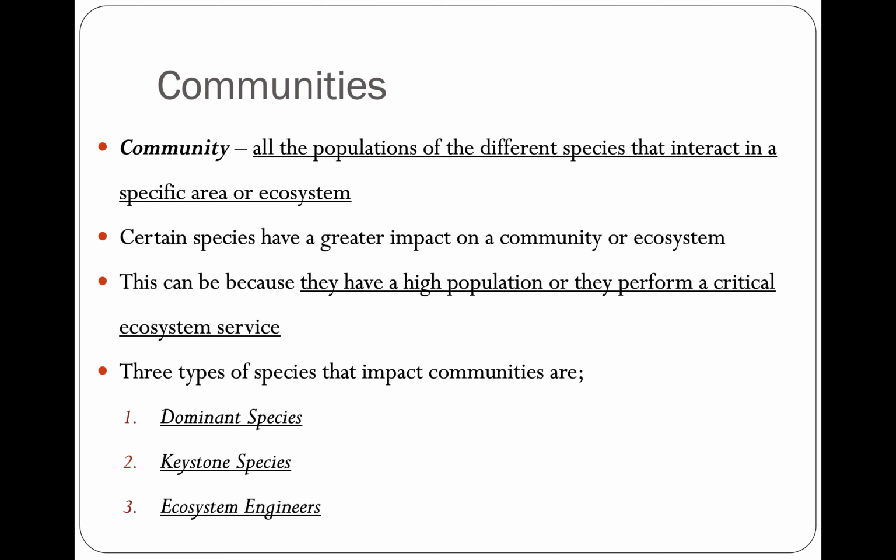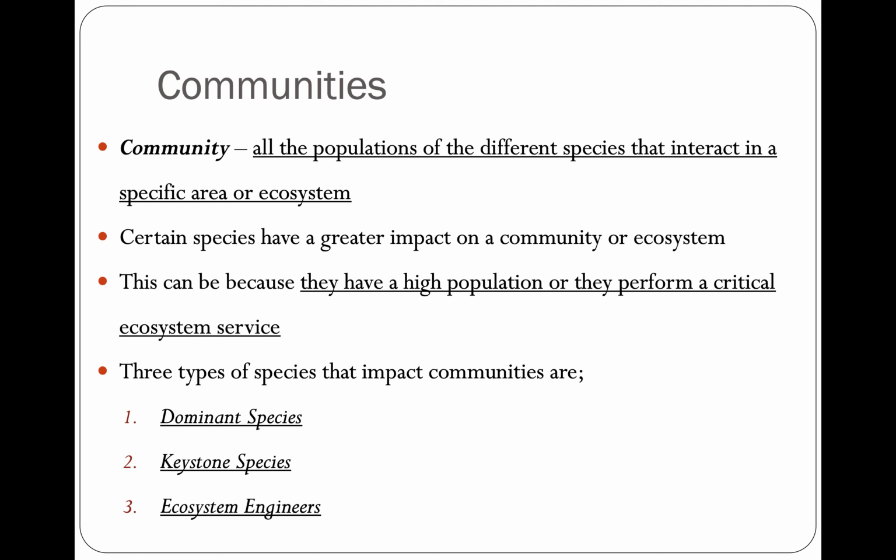So again, get the definition in your head. Okay, pause. Okay, good. So population is just all the one type of species, whereas a community is a collection of populations. So many different types of species within a community, within an ecosystem. Certain species have a greater impact on a community or an ecosystem, which makes sense, right? This can be because they have a high population or they perform a critical ecosystem service.